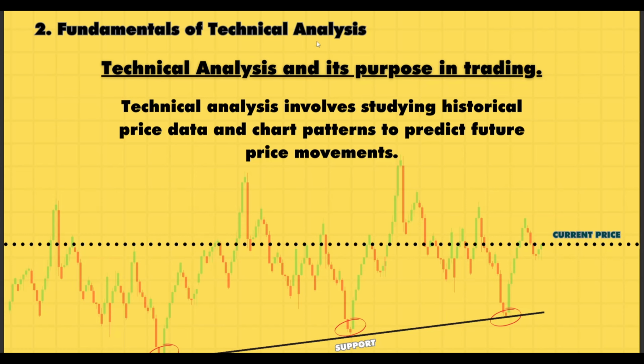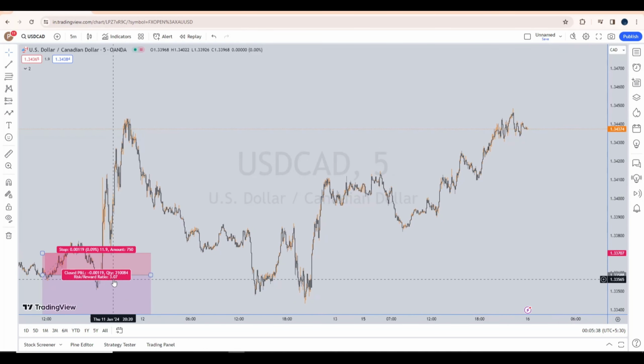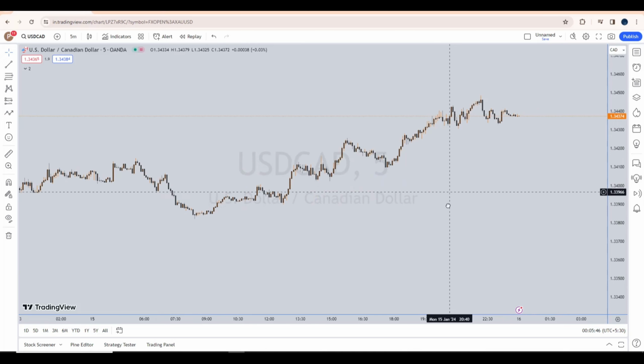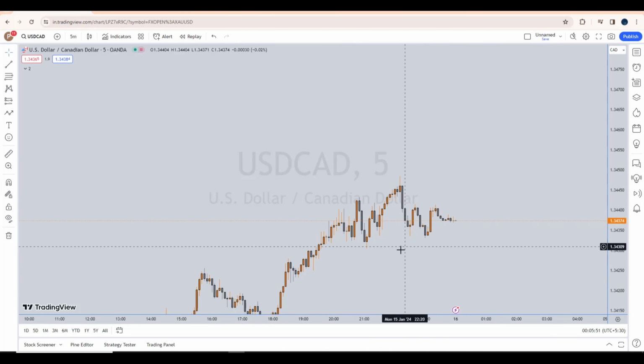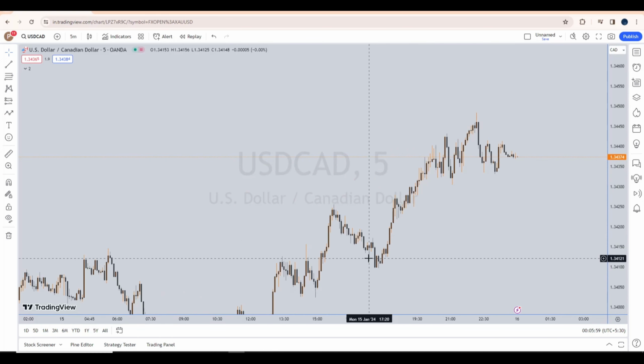So let's move on to the chart and see how it looks. I came to the chart, and as you can see here, there is a USD CAD pair on which you can see these candlesticks. These are called candlesticks, which we will learn about further in the video. By seeing the supply and demand zones and the previous historic price movements, we predict where price will go, and we trade according to that. It's a very simple concept.